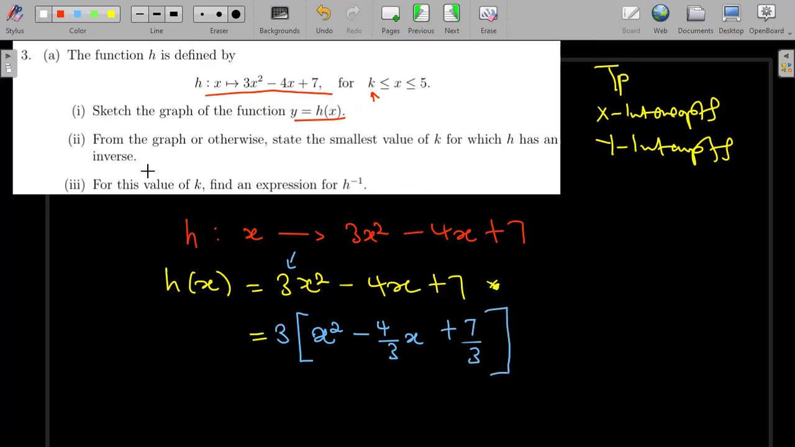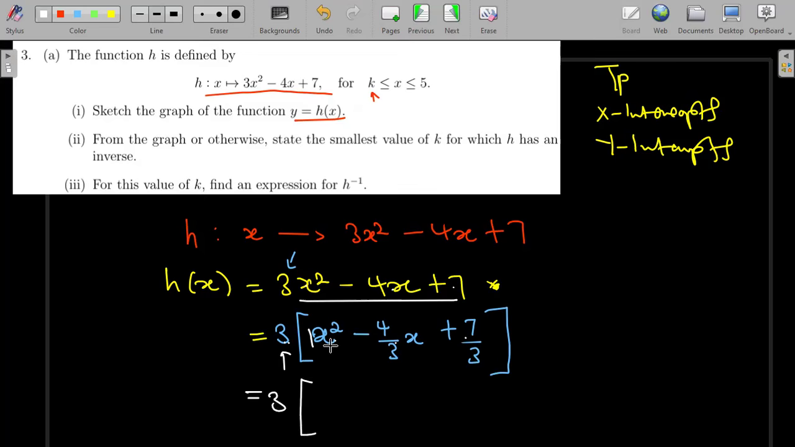Always make sure that if you multiply this 3 back with whatever is in the bracket, you get back your original expression. So 3 multiplied by this, I get this. 3 multiplied by that, I get that. 3 multiplied by that, I get that. Here we're just making sure that the coefficient of x squared is a positive 1, and then we can complete the square. So how do you complete the square?